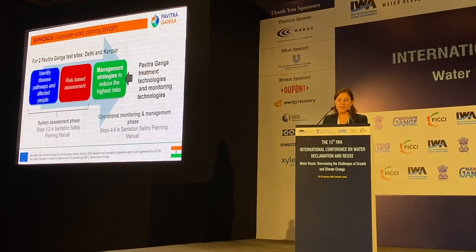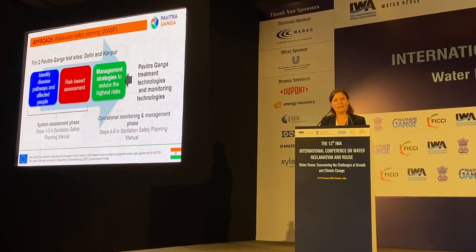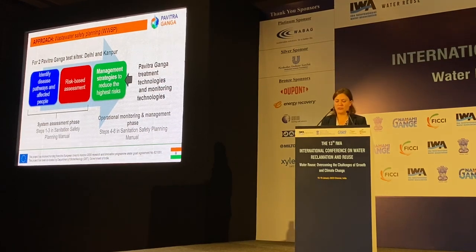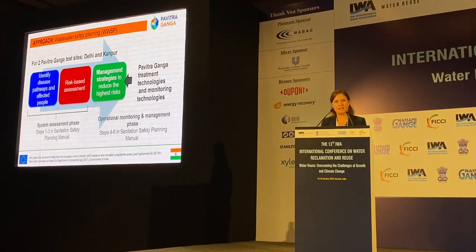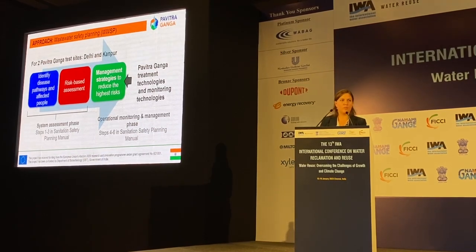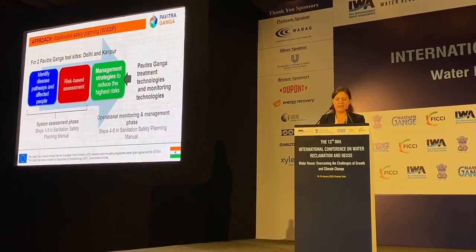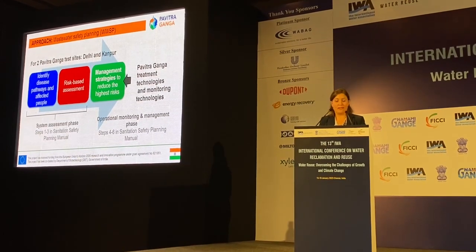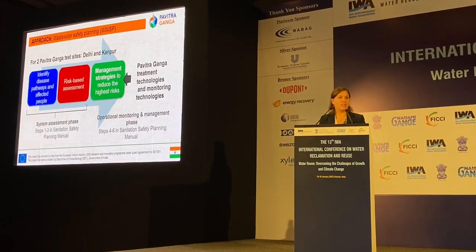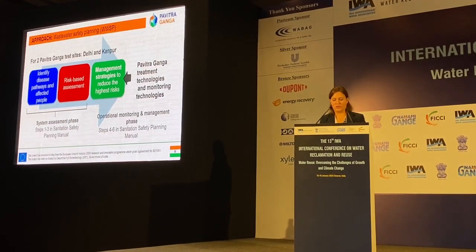So the very first aim of the wastewater safety planning is that together with stakeholders we'd like to assess, prioritize, and also mitigate exposure risks at the 2 Pavitra Ganga test sites. So you have 1 test site in Kanpur and 1 test site in Delhi. And this includes the identification of disease pathways and also the affected people, such as, for example, wastewater treatment plant workers, farmers, but also the communities.